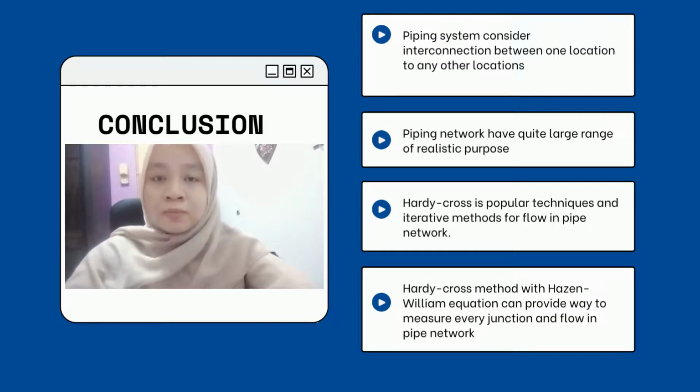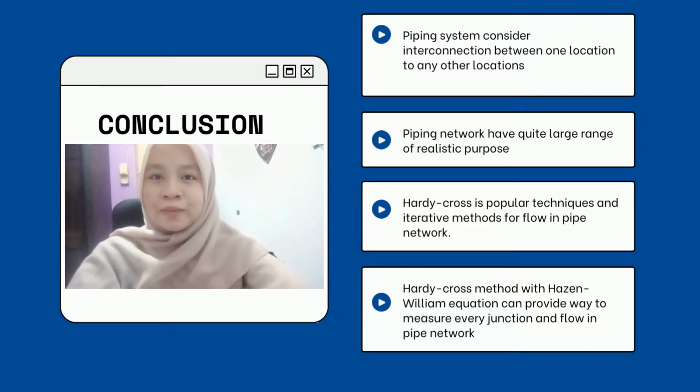A piping system is normally considered to consist of completely interconnected pipes between one location and any other location, or a network of pipelines conveying water to customers, which is also recognized as the distribution system. A piping network has a quite large range of realistic purposes, and it has a design that can meet water requirements like commercial, domestic, and industrial.